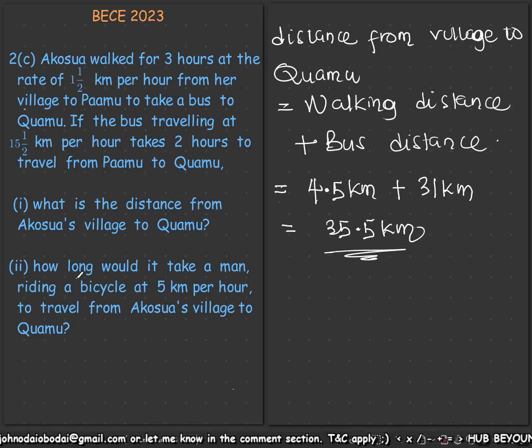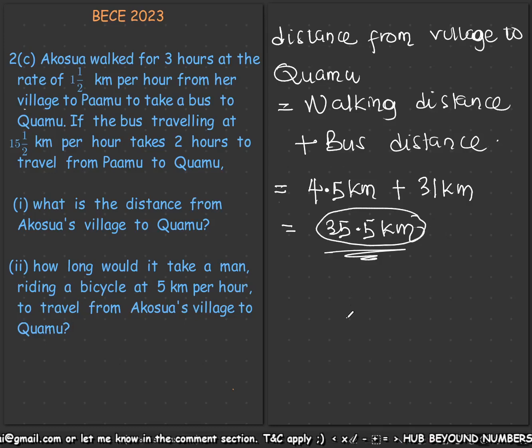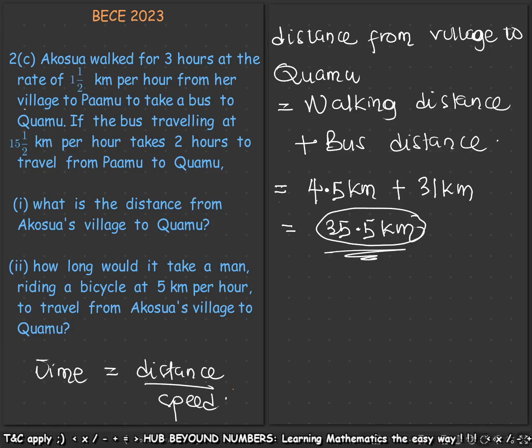Now we are saying, how long will it take a man riding a bicycle at 5 kilometers per hour to travel from Akosua's village to Quamu? We already know the distance, and all we need now is the time. Once again, you can use the formula that says time is equal to distance over speed. There's the formula. But for a more understanding approach, for every 1 hour, he travels 5 kilometers.